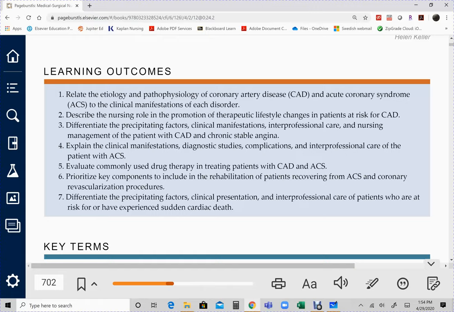And so that will also affect electrical conduction, and so these patients are at risk for fatal dysrhythmias, namely ventricular fibrillation, ventricular tachycardia, heart blocks, all of which can potentially lead to sudden cardiac death. All right, let's begin.